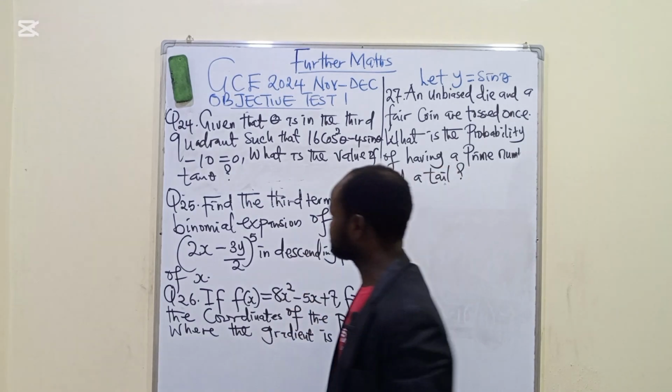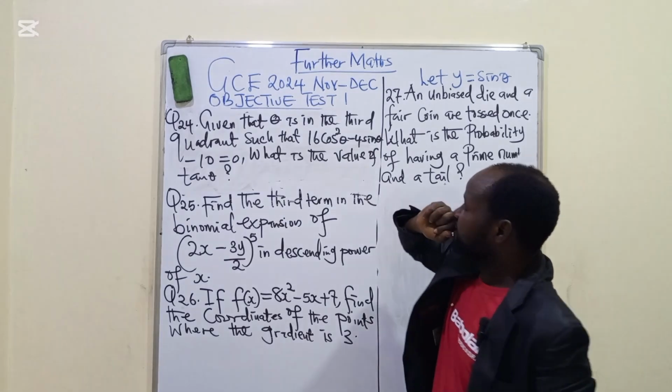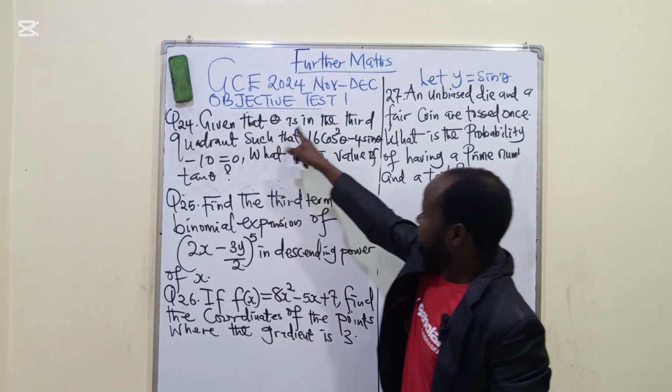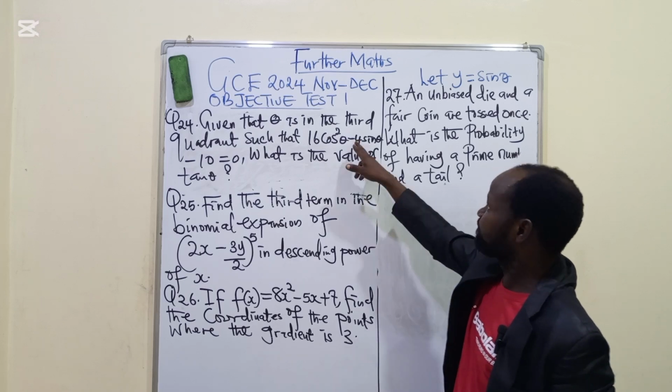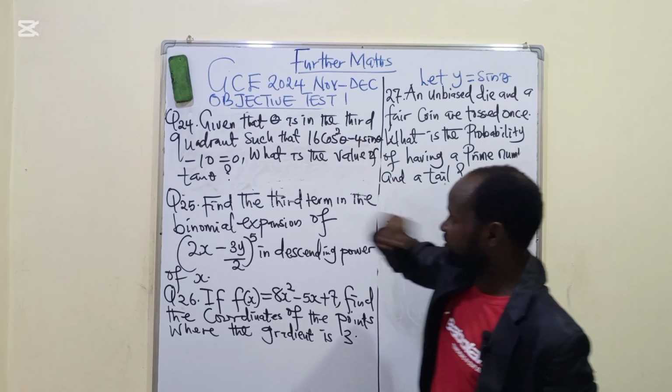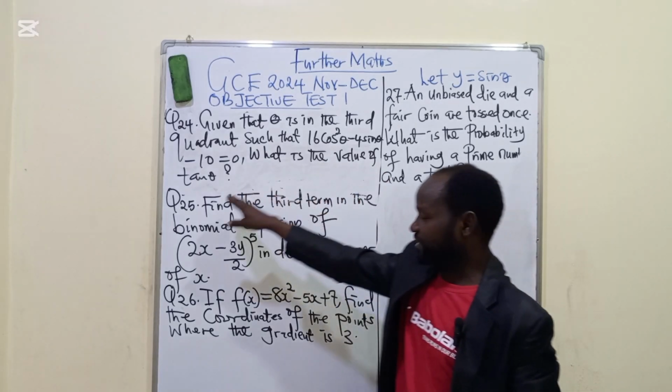Let's look at how we can handle this. Question 24 reads: given that theta is in the third quadrant such that 16 cos square theta minus 4 sin theta minus 10 is equal to 0, what is the value of tan theta?